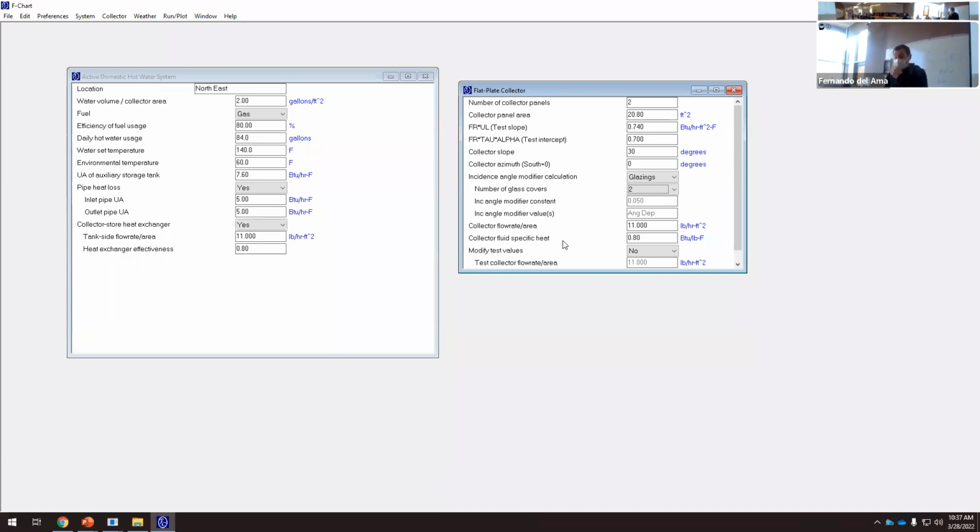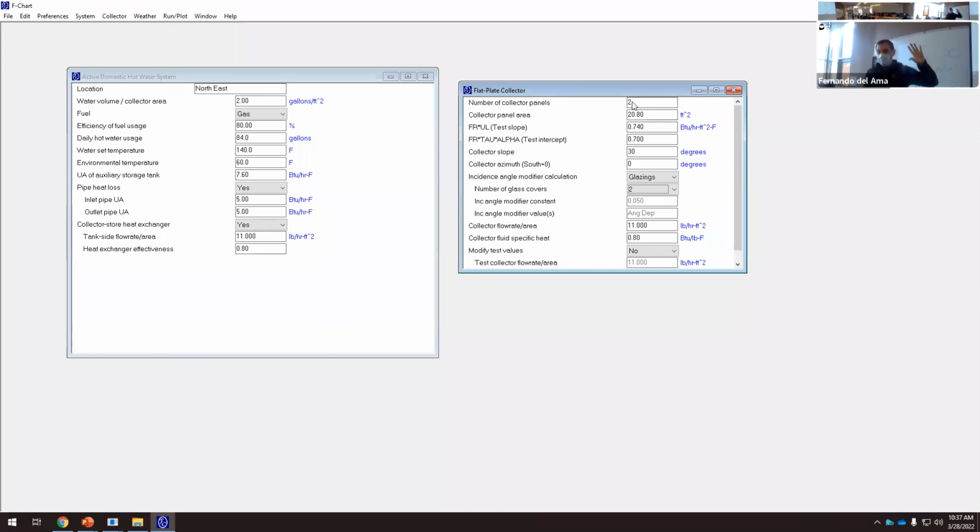The specific heat. This is the specific heat of water. So if we add some of these anti-freezer, this might change, but it doesn't change. Maybe it's 0.79 or 0.81. You can leave 0.8, which is the specific heat of the water. And that's it. Okay. So here, the most important thing is the collector, the number of collectors.